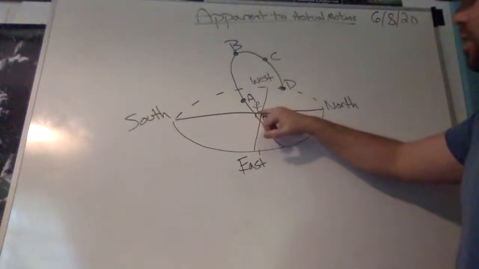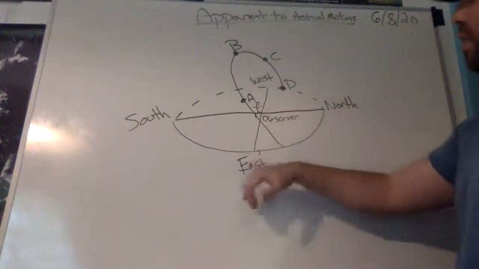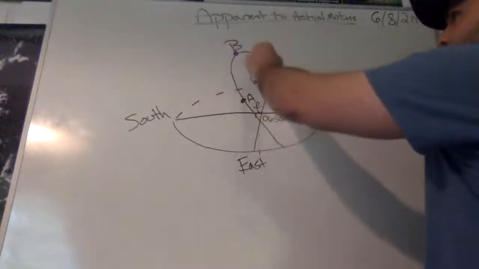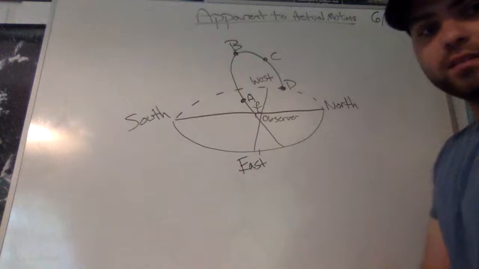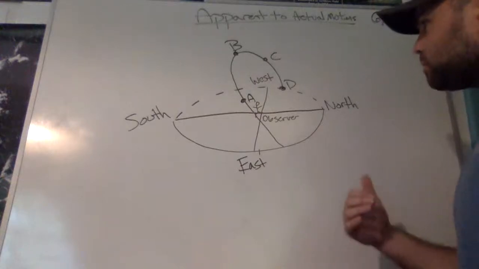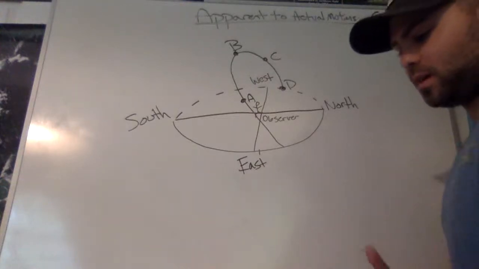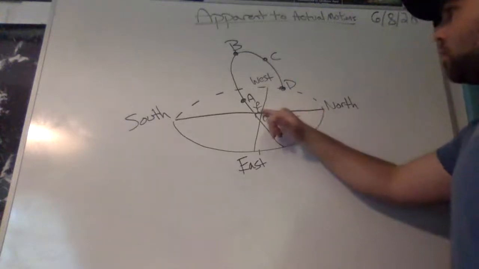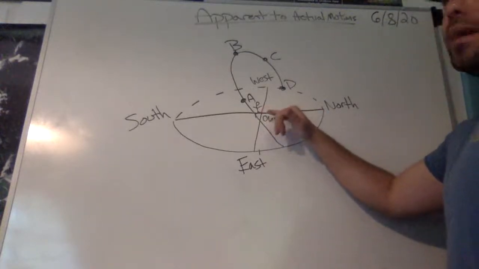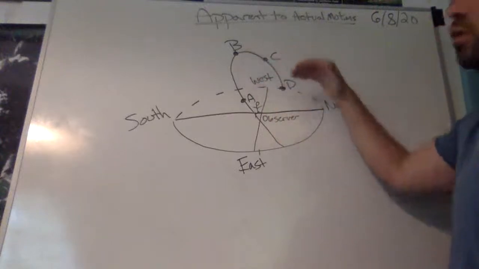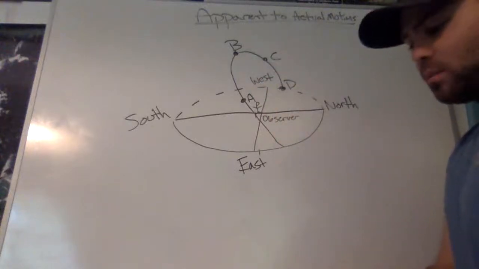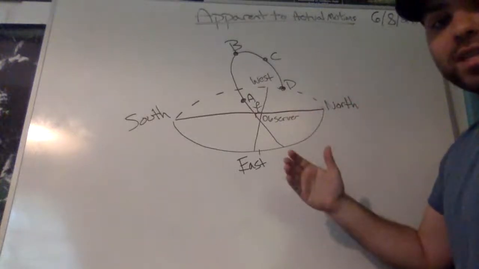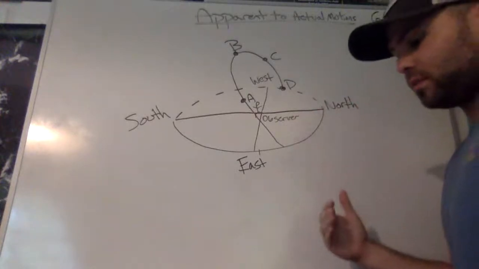It shows that you're the observer. It gives you north, south, east, and west. And then it shows basically the movement of the sun throughout the day in the sky. So number one asks: the apparent path of the sun through the sky is caused by what? Since we're standing in the middle and seeing the sun move across, it looks like the sun is actually moving, but it's actually the earth that is rotating and orbiting around the sun.